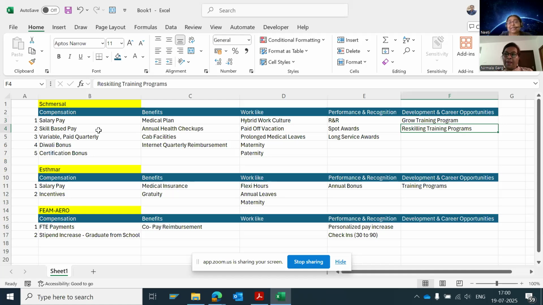Then we have reskilling training programs. So it can be either way. Either the organization does it, or we ask the employees you can go and do it from outside, and we will reimburse you your training cost or the certification cost, whichever is less.